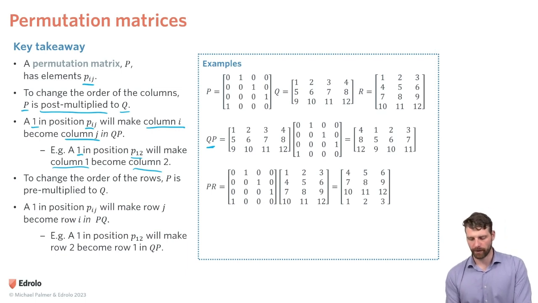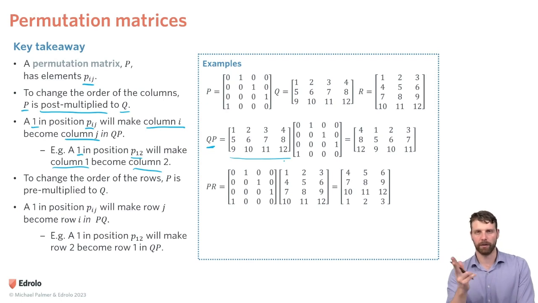Let's verify that this works for this matrix here. So here's our target matrix to shuffle the columns of. And let's look at all these ones. So the top one here, that's in position 1, 2. So column 1 should become column 2. So column 1 is here, and you can see it's become column 2 in the resulting matrix.